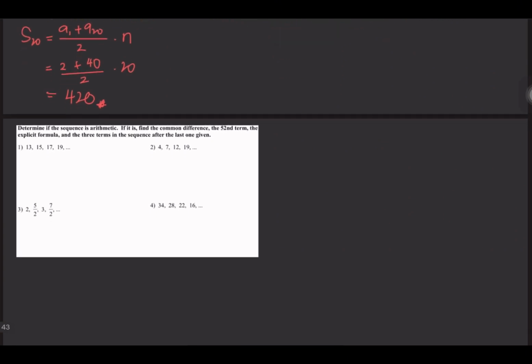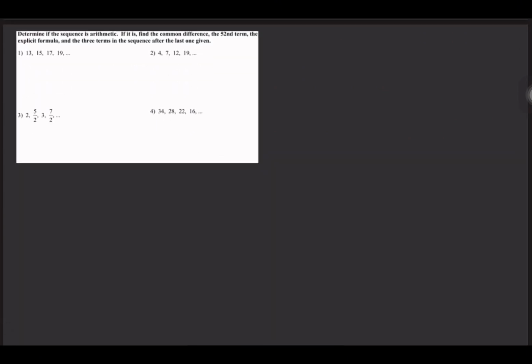Now let us do some practice questions. Determine if the sequence is arithmetic. If it is, find the common difference. For question number 1, we can easily see that the difference is plus 2, right? 13 plus 2 is 15, 15 plus 2 is 17. So the common difference is 2.